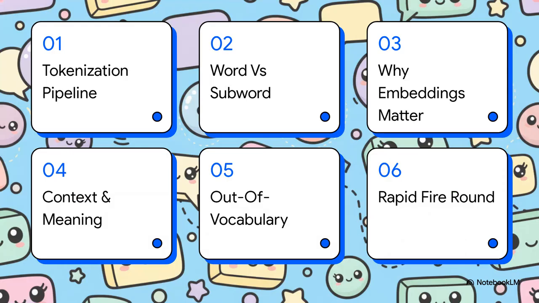Here's our agenda for today. We've got 1. The LLM tokenization pipeline. 2. Word versus subword tokenization. 3. Why embeddings matter most. 4. Capturing context and meaning. 5. Handling out-of-vocabulary words. And 6. A rapid-fire interview round. Mastering these concepts is really your secret weapon.